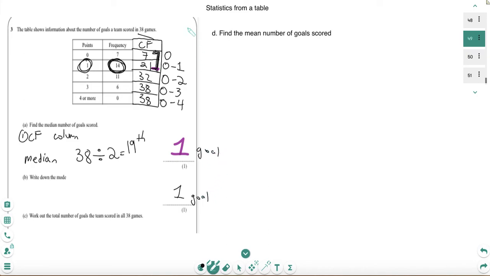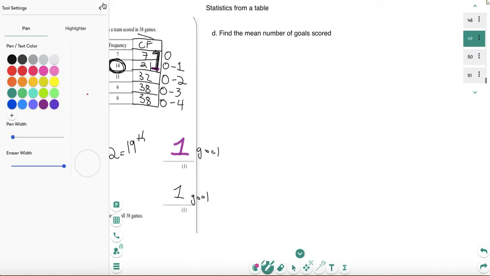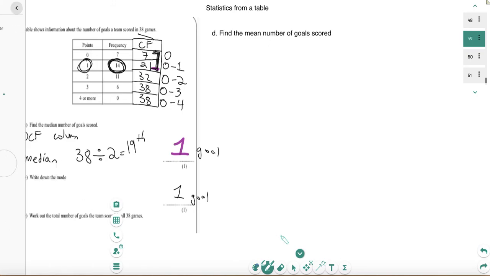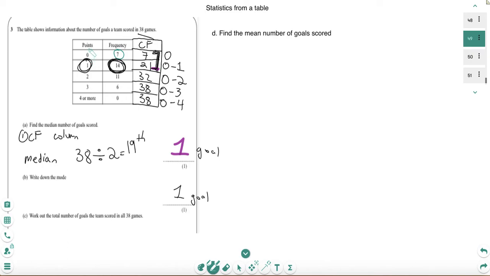Next, write down the total number of goals the team scored in all 38 games. To find the total number of goals scored, this one's pretty easy. It's all about understanding what the table is saying. So there were 7 games where we scored 0 goals. That means 0 goals in total. There's 14 games where we scored 1 goal each. So to find the total number of goals, I just do 1 times 14, so that's going to be 14. Then there were 11 games where they scored 2 goals. If you score 2 goals 11 times, that's 22 goals in total.